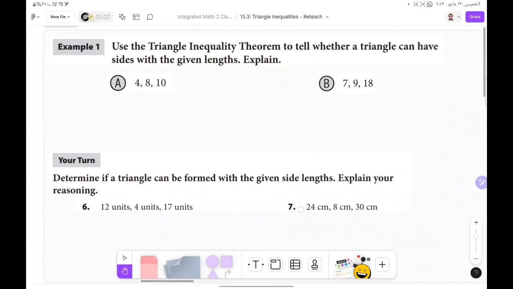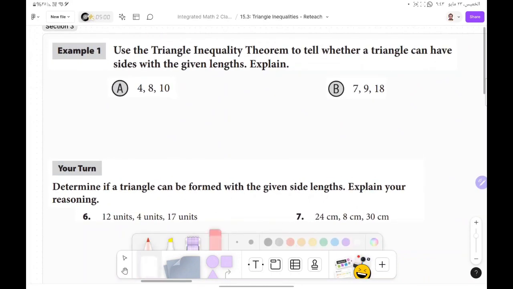Now take this example to understand what I'm talking about. The first triangle here: use the triangle inequality theorem to tell whether the triangle can have sides with the given lengths, and explain. If I ask you to take your ruler or straight edge and draw any triangle using these measures, 4, 8, 10, can you draw a triangle with your ruler with 4, 8, and 10? If you do it, you can.